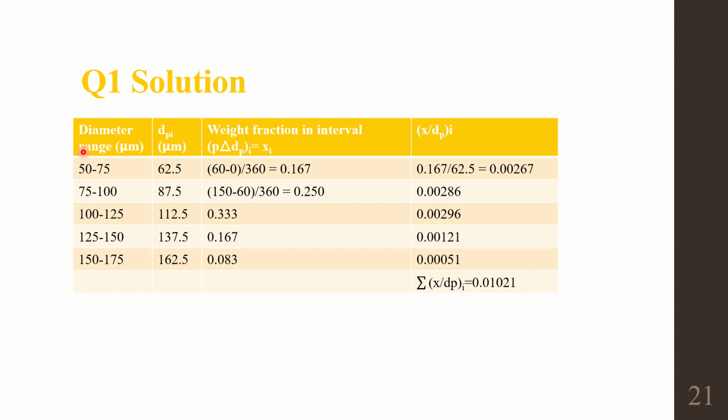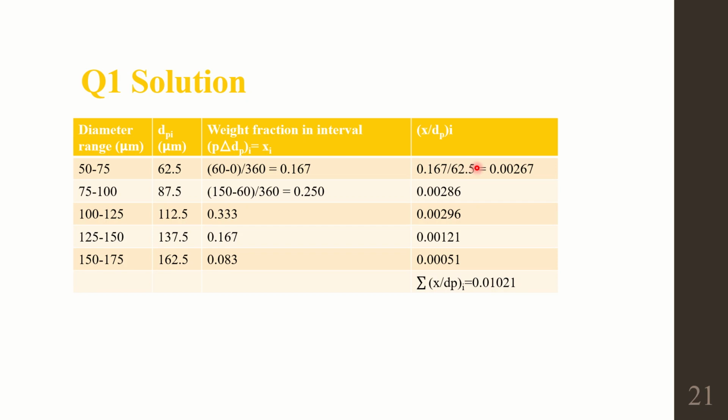In that fashion, we have calculated the average diameter, and we need to calculate the weight fraction in that particular interval. So it is 60 minus 0 by 360. Similarly, 150 minus 60 by 360, that would give us the weight fraction. So it is 0.167, 0.250. Similarly, we calculated the weight fraction of the materials in each section. And next we need to find x by dpi, where x is the weight fraction divided by dpi.